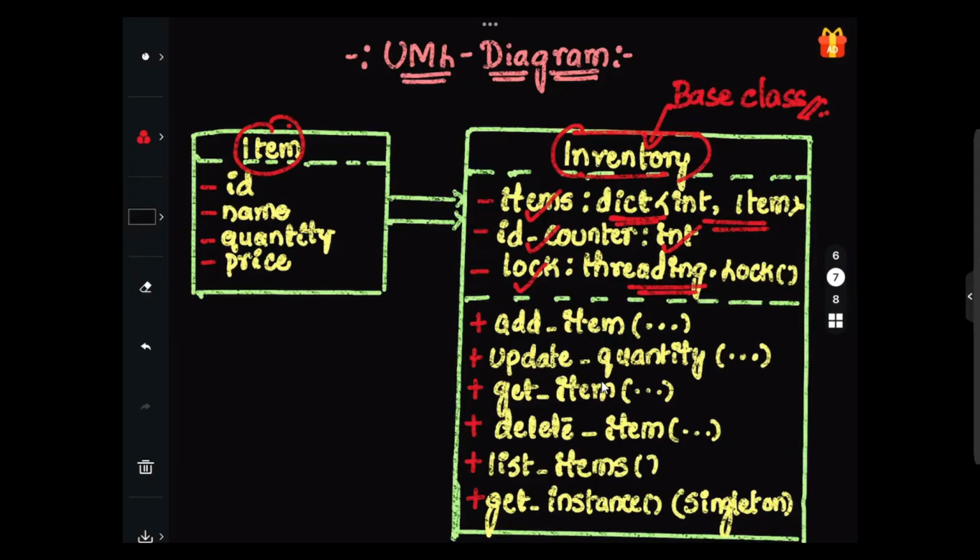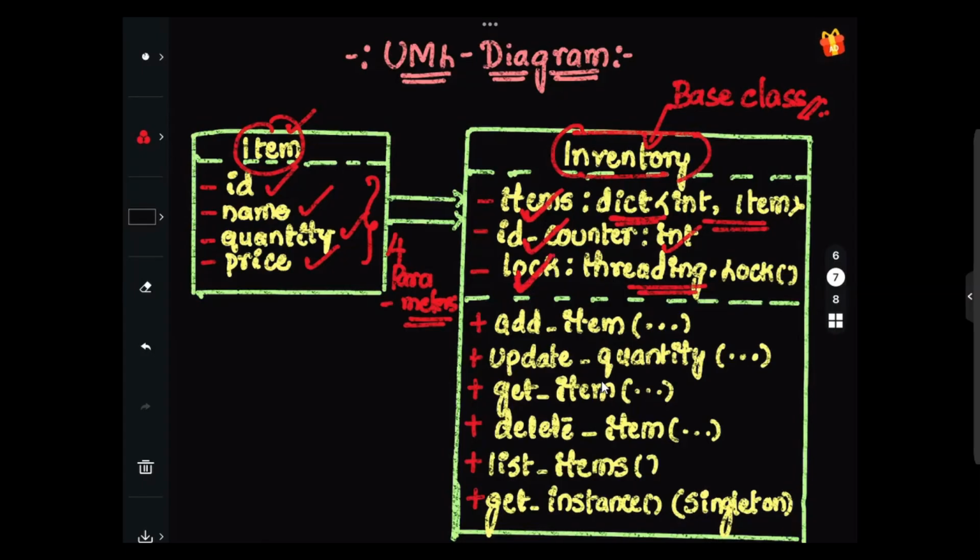In the item class actually, we'll be making use of the four parameters as discussed. One is ID, another one is name, the third one is quantity, and the fourth one is price. So we'll be making use of four parameters here, right? This is fine, I believe. And within the inventory class, we'll be making use of three parameters, namely items, second one is ID counter, and the third one is lock. Items consists of the dict, int comma item, ID counter consists of the int, and lock consists of the threading dot lock.